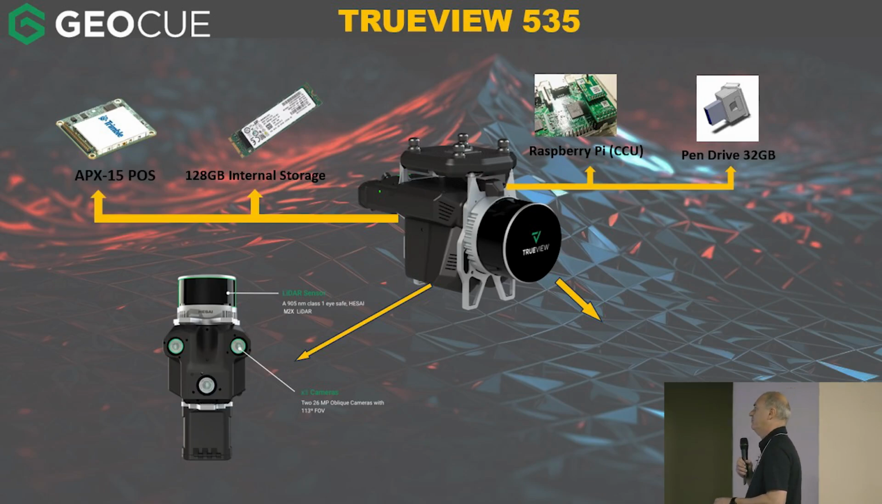128 gigabytes of internal storage. That's good because we have the internal storage and we have a pen drive that we can connect to the system. So the workflow here is pretty fast. You don't need to connect any cable from the sensor to the computer, you just remove the USB drive, put it on the computer and start working with it.